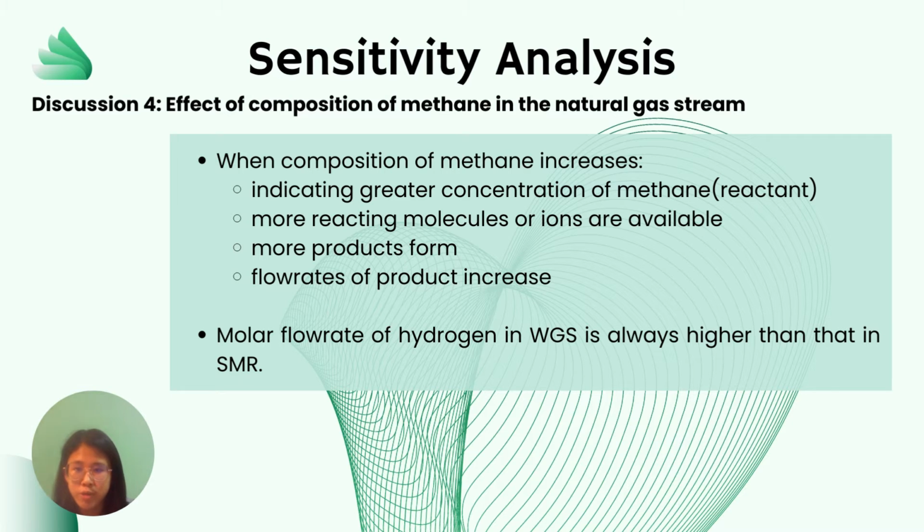Also, the outlet molar flow rate of hydrogen in WGS is always higher than that in SMR because the production of hydrogen in SMR will accumulate and flow through WGS, where the second reaction occurs and produces more hydrogen.